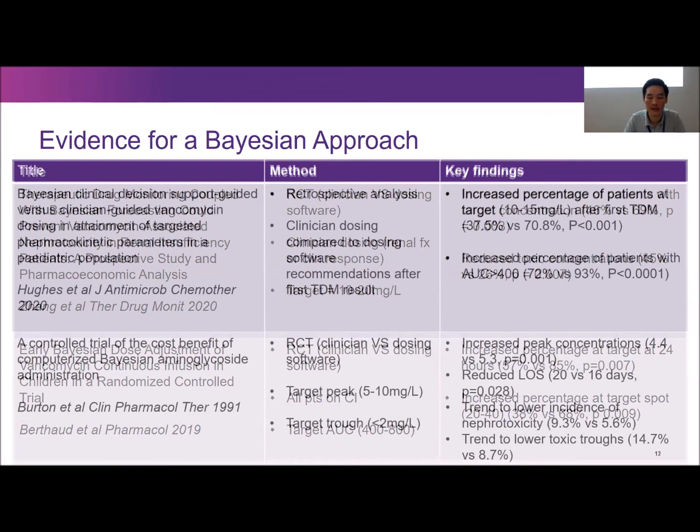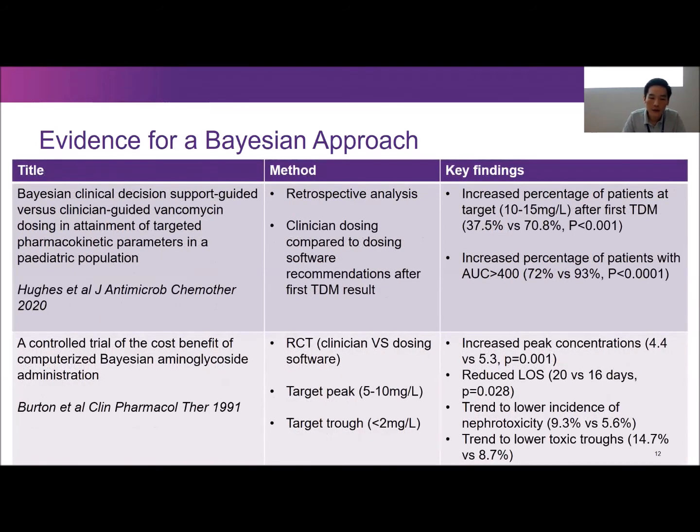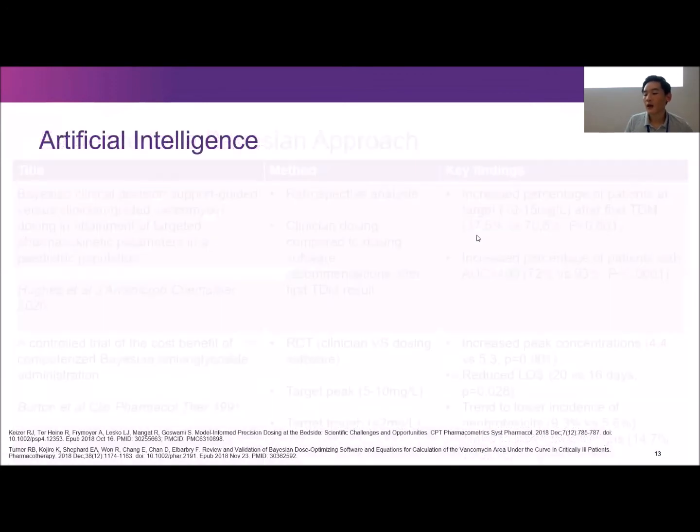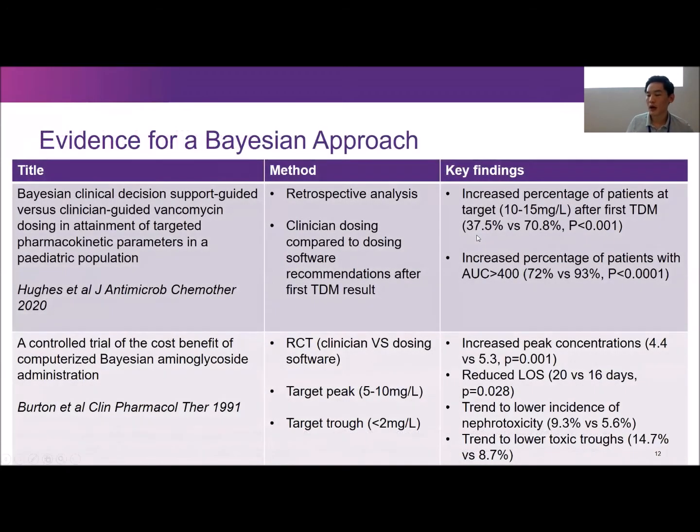There are just a couple more studies that I'll quickly run through. The first one, by Hughes, was a retrospective analysis. They had an entire group of patients on vancomycin who were dosed by clinicians, and they looked at the proportion of patients who achieved their therapeutic target after their first TDM result. That came back at 37.5%. They then took those patient parameters and input them into a Bayesian dosing software. What they found was that if they had used Bayesian dosing software instead of clinician-guided dosing, that number would have increased to 70.8%. So that's quite a marked difference, almost double.